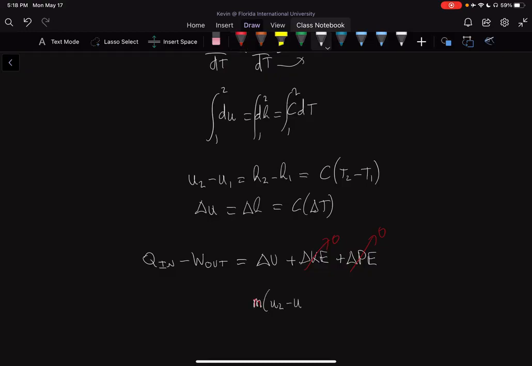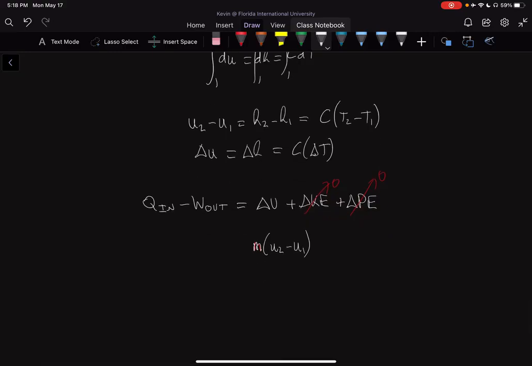times U2 minus U1. Well, now, if we don't have tables, let's say it's another liquid, it's oil, for example. Instead of having water, we have oil. Or even if it's water and we don't want to use the tables, we can now say we have a substitute for this U2 minus U1. The substitute is C for oil, if it was oil, times temperature 2 of the oil minus temperature 1 of the oil. Okay? And the best way to study this is to do an example.